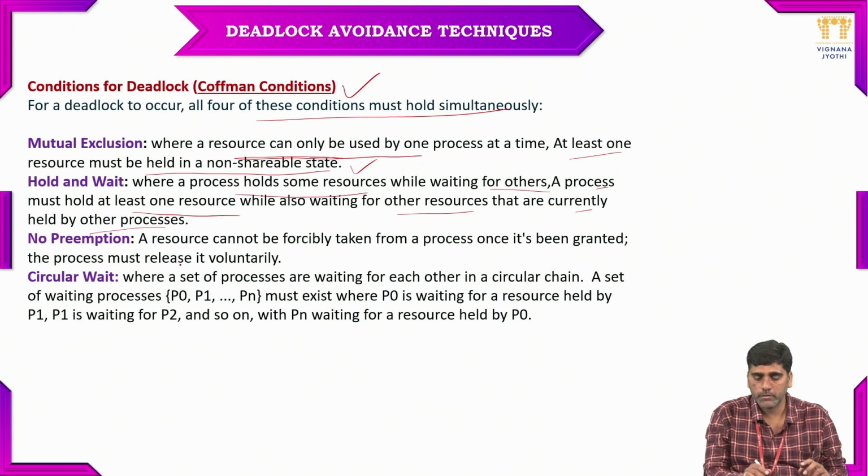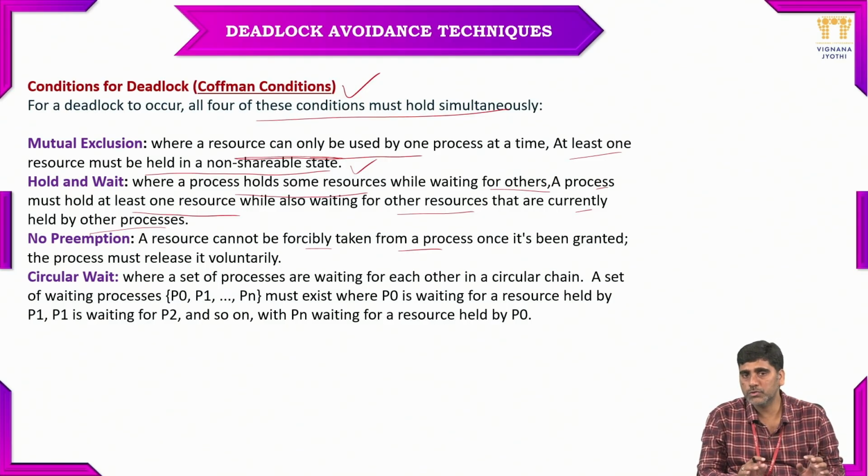And no preemption. A resource cannot be forcibly taken from a process once it has been granted. The process must release it voluntarily. So if any resource is allocated to a process, it cannot be forcibly taken back, and it must be released voluntarily.